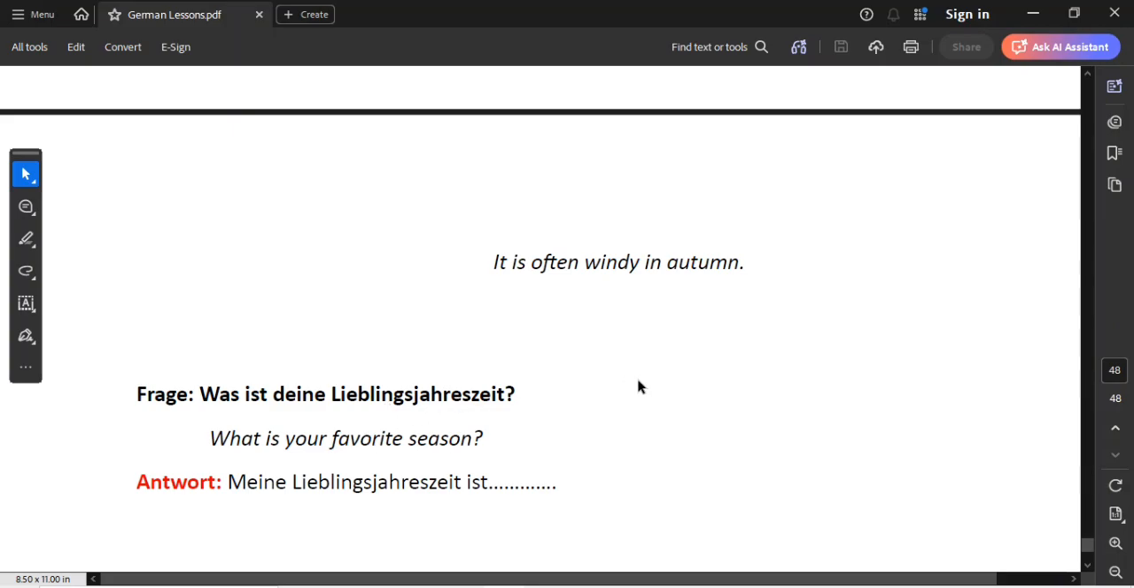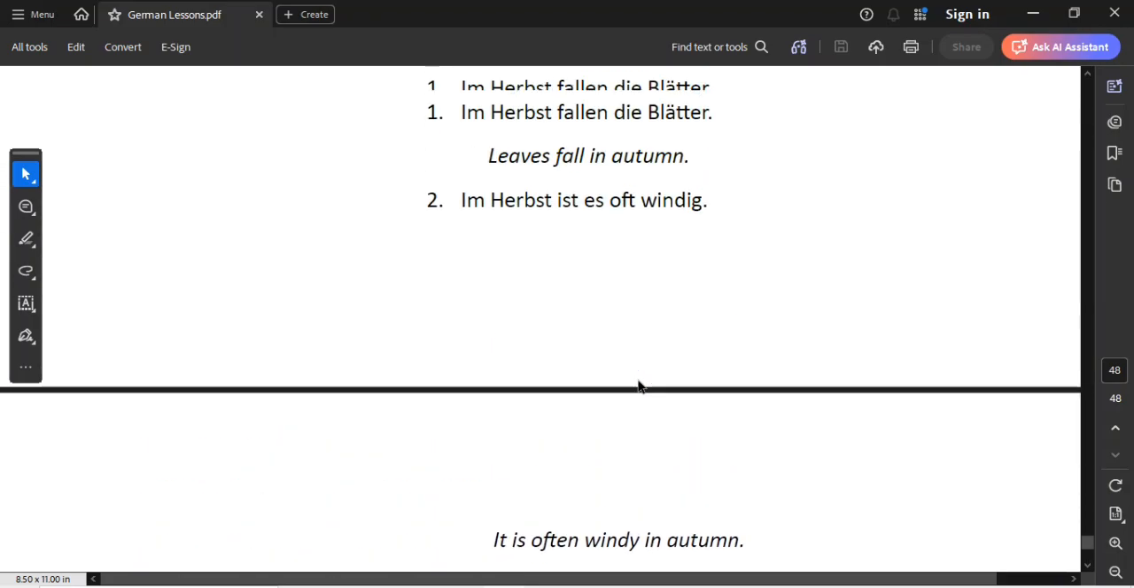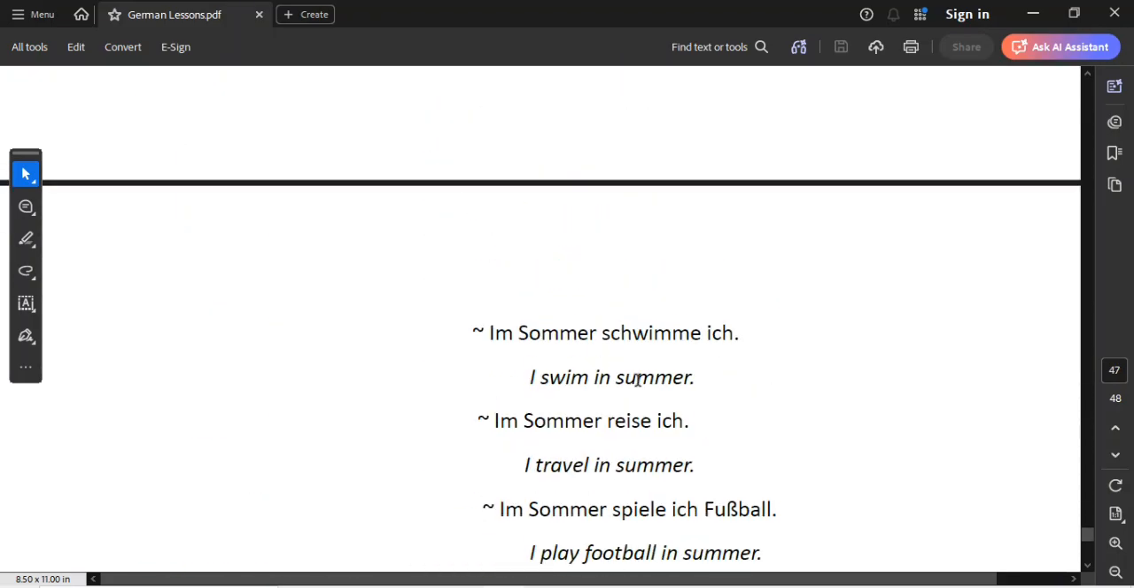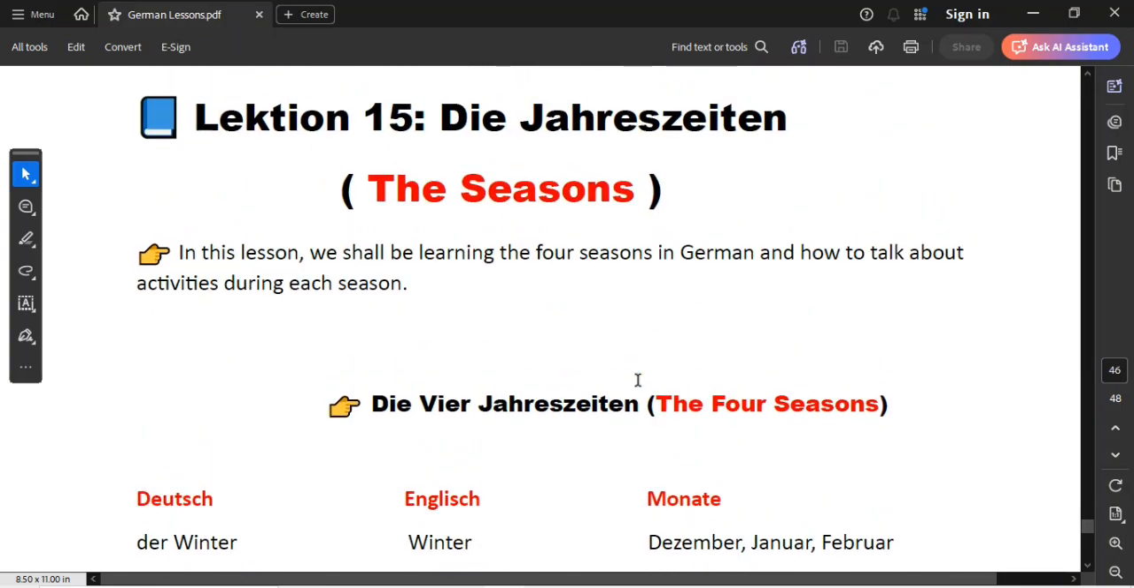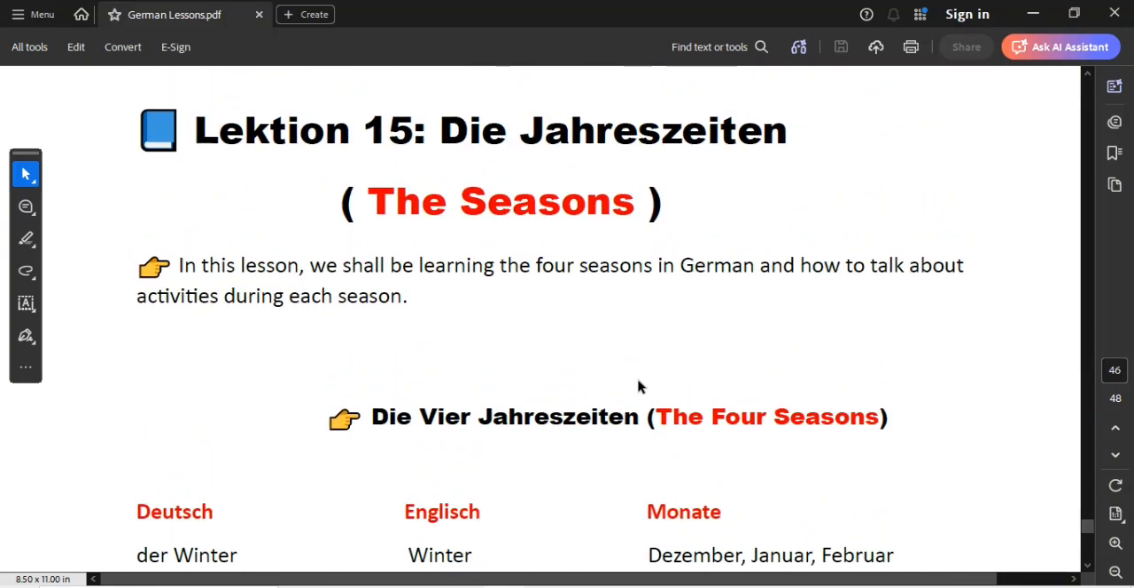Now, having done that, that marks the end of today's lesson. And remember, today we are looking at Lektion 15, whereby we are looking at the seasons, that is the Jahreszeiten. And it is my hope that you have grasped something in today's lesson. And like I've always said, spare a few minutes and just go through what you have done today, because as you all know, practice makes perfect.